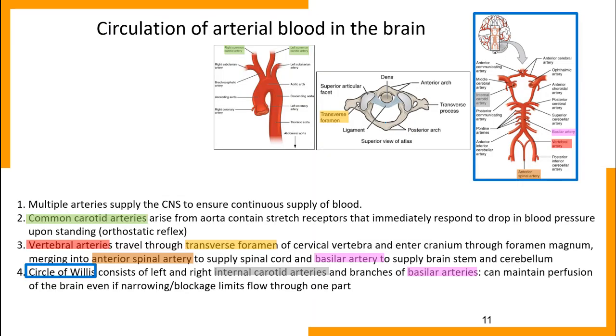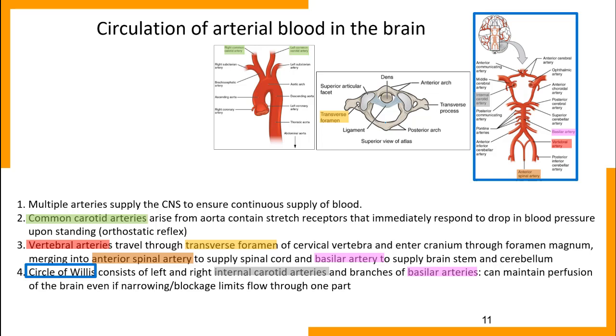The next thing I'm going to talk about is the circulation of blood in the brain. So the first one is on the arterial circulation, right? The provision of blood to the brain from the heart. Because the brain is a protected organ, we need to ensure a constant, consistent supply of blood to the brain. So we've got a whole bunch of arteries that supply blood to the brain.